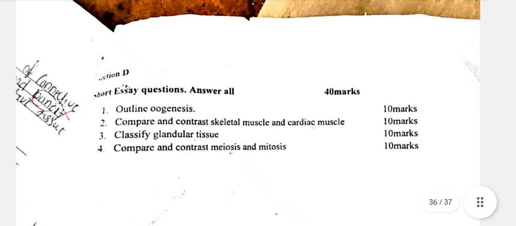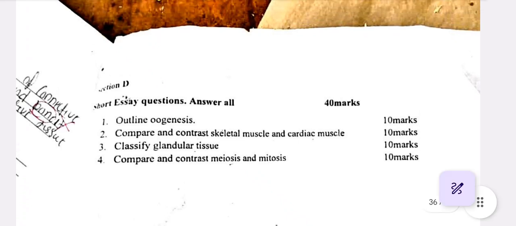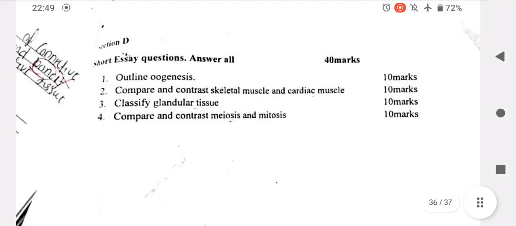So section D has the essay questions part. Each question here has 10 marks, and this was 40 marks in total. Question A is saying, outline oogenesis. If they say outline oogenesis, you're not supposed to write one sentence and end there. It's 10 marks, so you have to outline. First, you need to understand what oogenesis is.